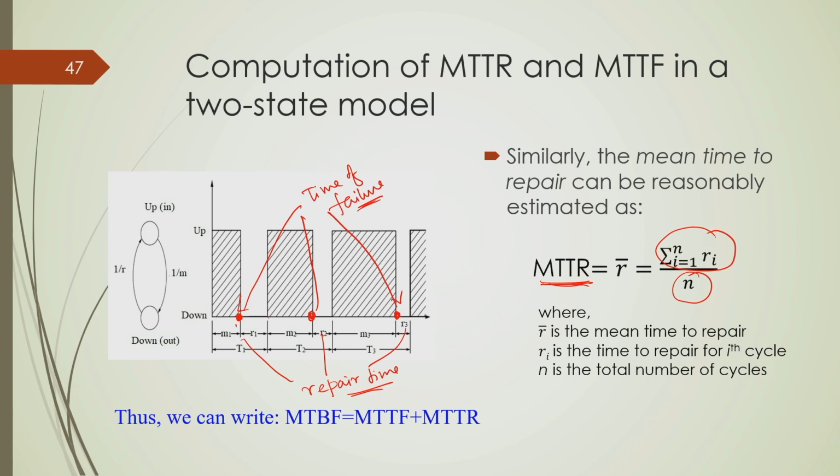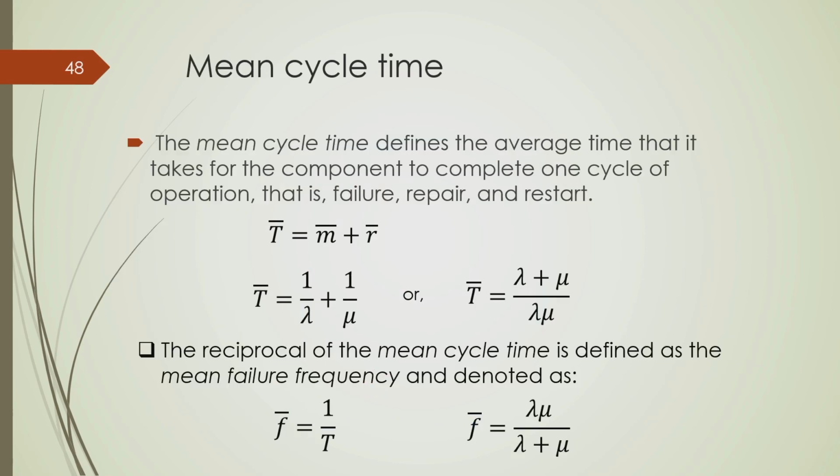Okay. Now, the mean time between two failures. So, this is failure 1, this is failure 2, this is failure 3. In between two failures, like here to here, it is equal to m plus r. Okay. So, the mean time between two failures is equal to capital T bar, which is the summation of m bar plus r bar. And we can represent m bar by 1 upon lambda, where lambda is the constant failure rate, and r bar by 1 upon mu, where mu is the repair rate.